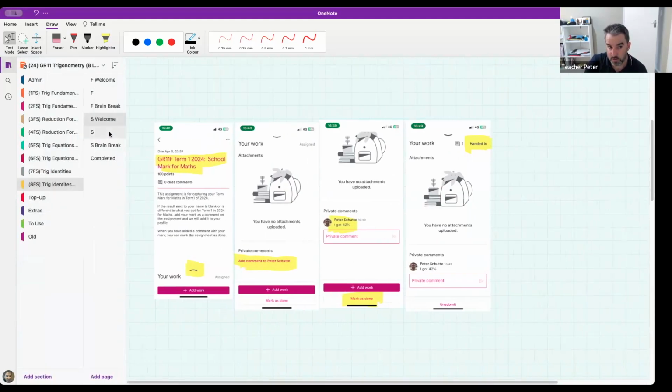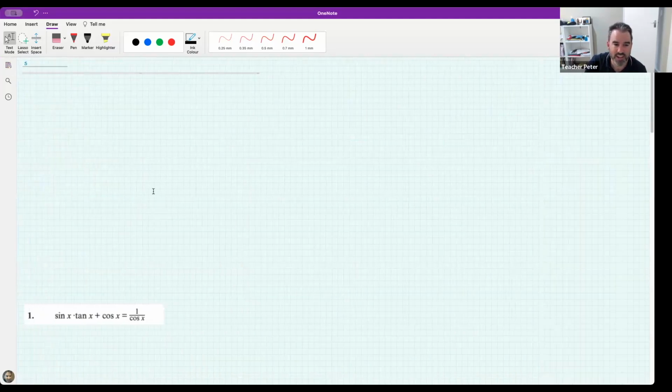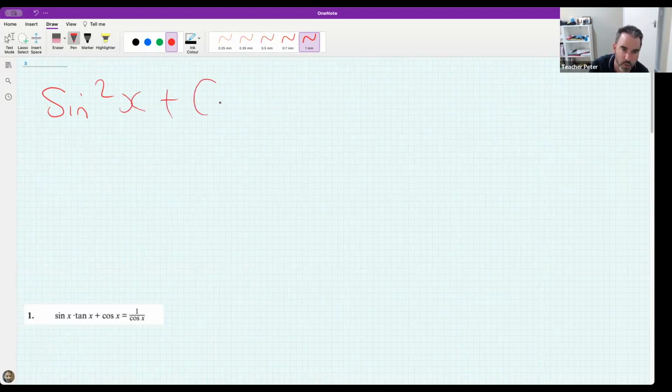Tonight's questions are going to be based around trig identities. So let's just go over the basic ideas. Probably the most important basic trig identity that we spoke about in the last lesson is that one. But that one can also be rewritten in two ways. You can write it as that.